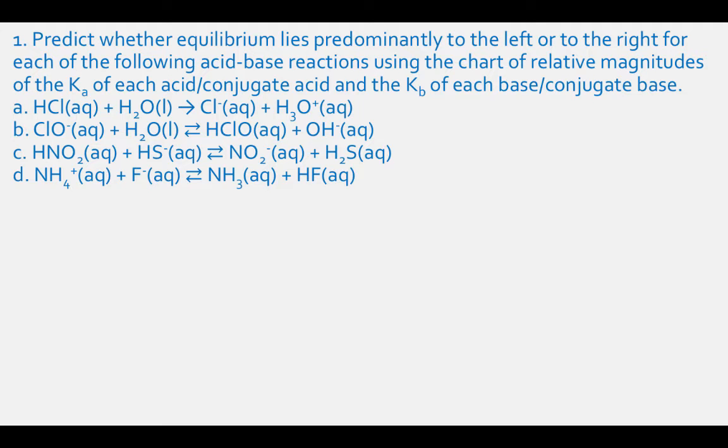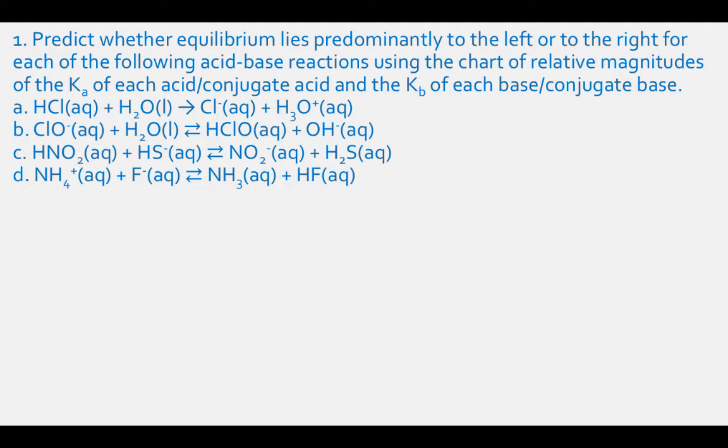B. ClO negative aqueous plus H2O liquid in equilibrium with HClO aqueous plus OH negative aqueous. C. HNO2 aqueous plus HS negative aqueous in equilibrium with NO2 negative aqueous and H2S aqueous. D. NH4 plus aqueous and F negative aqueous in equilibrium with NH3 aqueous and HF aqueous.